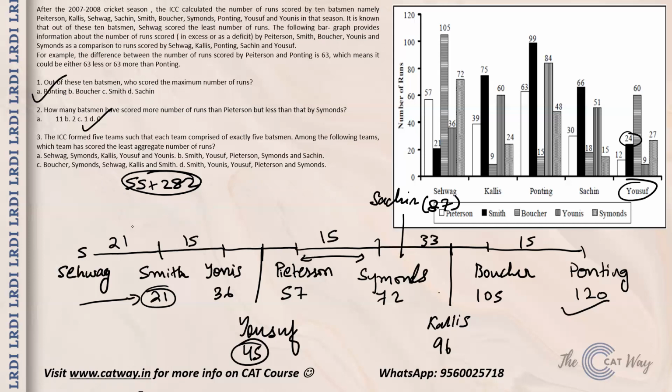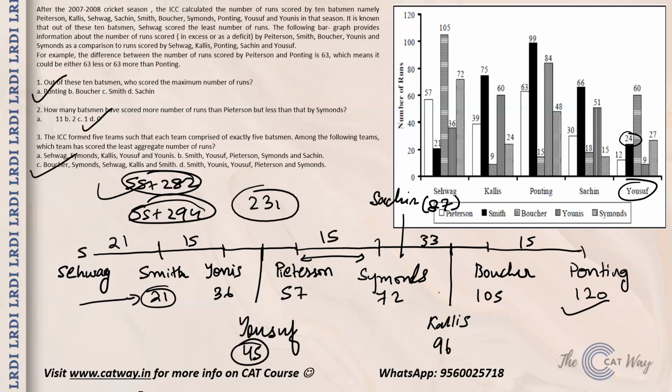Boucher has 105. Then you have Simons at 72, Sehwag at 0, so that will only be S. Then you have Kallis, who has scored 96, and then Smith, who has scored 21. So they have a total of 5S plus 294. So C is in the lead. Then you have Smith at 21, Yunus at 36, Yusuf at 45, Peterson at 57, and Simons at 72. So they are 231 more than 5S. So the maximum is for team C. That is, option C will be the right answer.